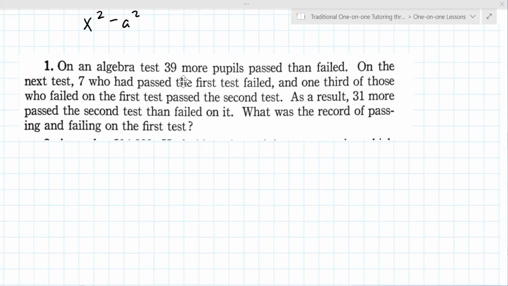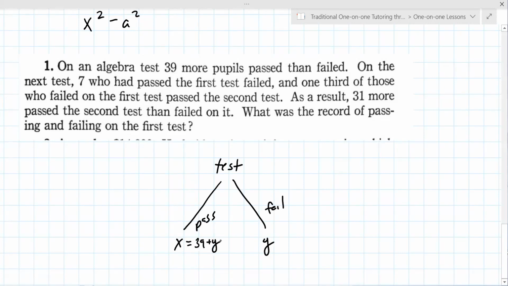All right. So there's a test, and some number of people passed it and then failed it. Pass, fail. Okay. 39 more passed than failed. So this number right here is 39 more than that number there. So x is 39 plus y. Do you see that? Yeah.